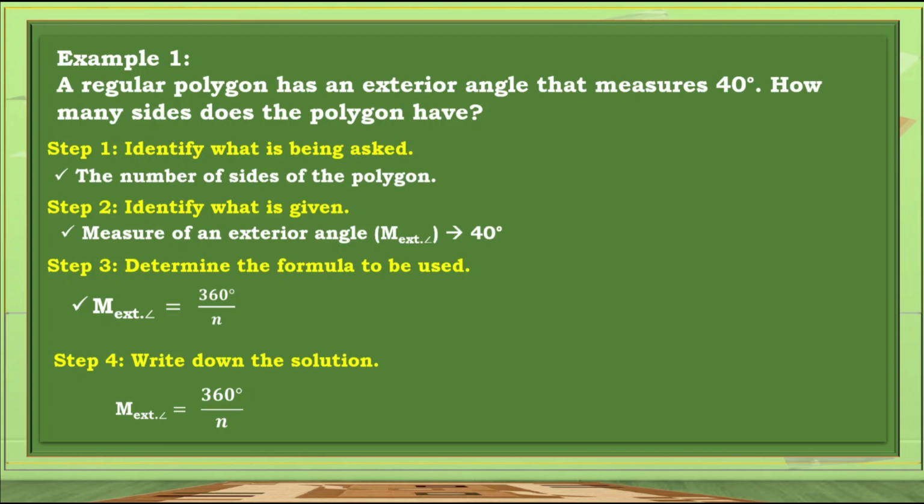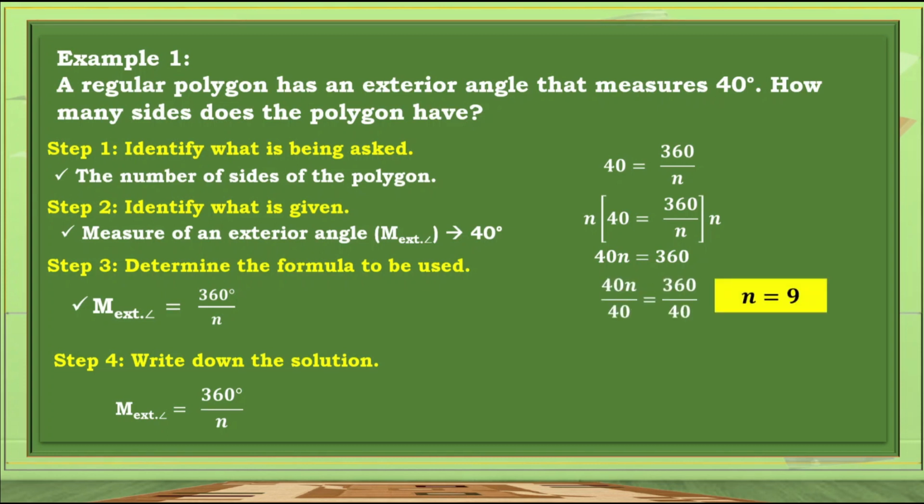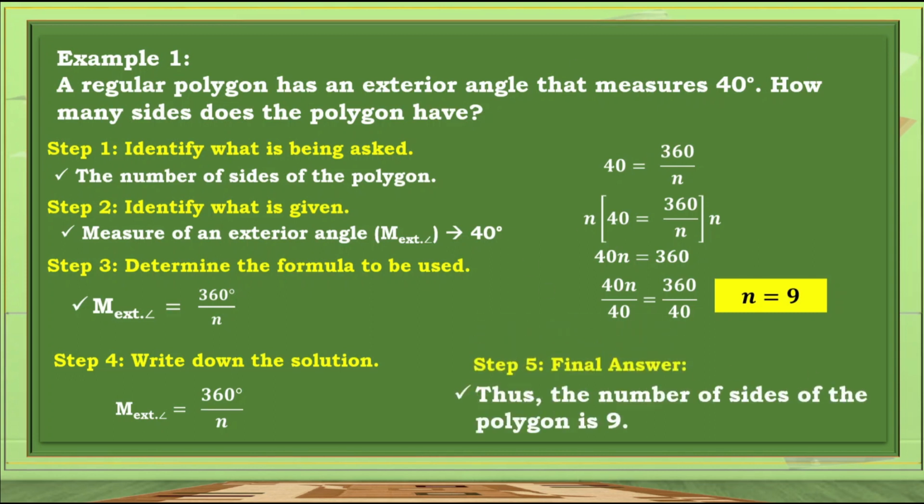From the formula, we substitute 40 in place of the measure of an exterior angle. Then multiply both sides of the equation by the least common multiple of the denominators, which is n. Then simplify. So we have 40n equals 360. After that, divide both sides of the equation by 40. So the value of n is 9. The final answer: the number of sides of the polygon is 9.